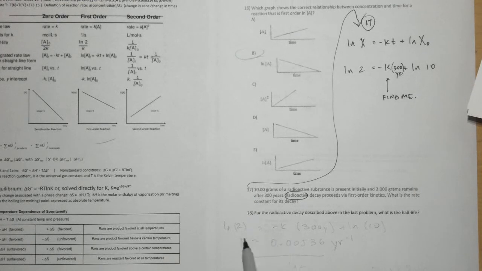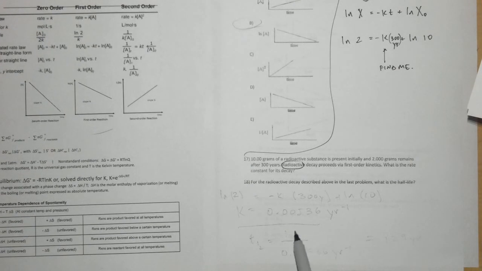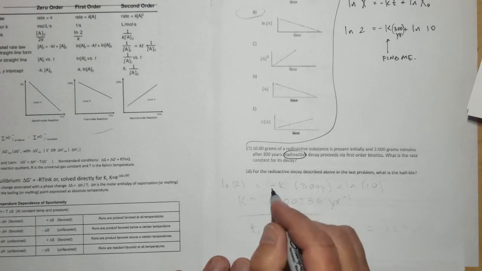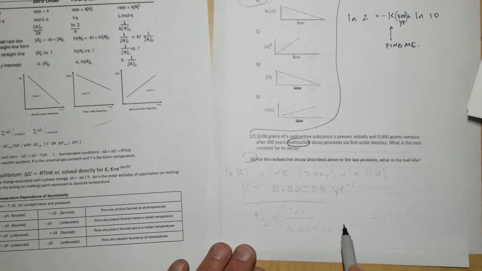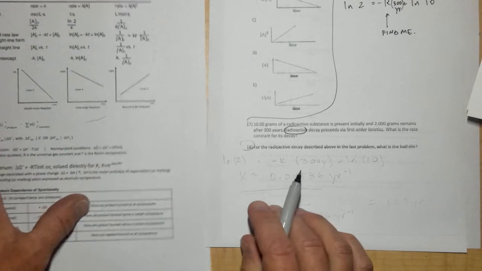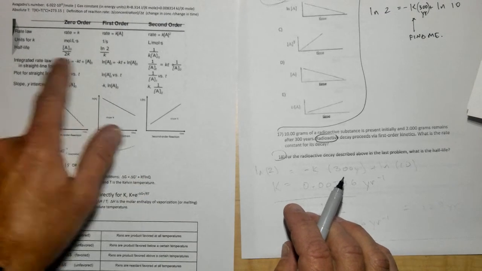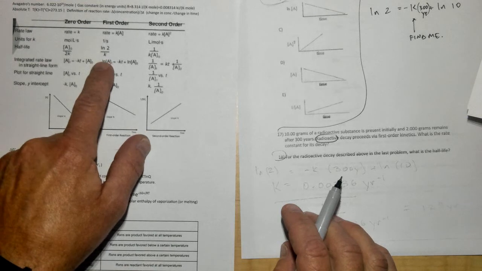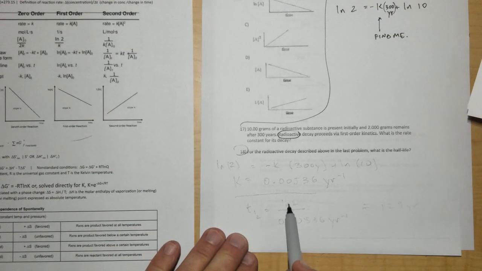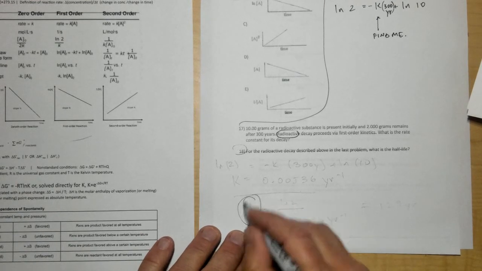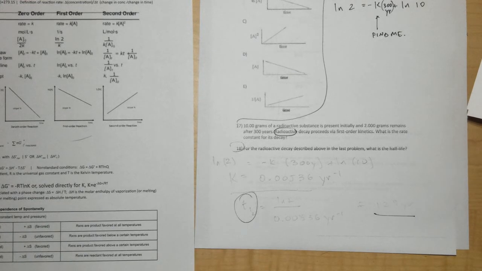And so solving for k right here, I have the work down here, ends up being 0.00536 years to the negative 1, of course. And then lastly, for the radioactive decay described above in the problem, what is the half-life? So the half-life equation for a first order process is described right here. The half-life equation is t1/2 is equal to natural log of 2 divided by k. So natural log of 2 divided by k right here. k is this 0.00536, so t1/2 would end up being 129 years for a half-life. There's some chapter 14 math problems.